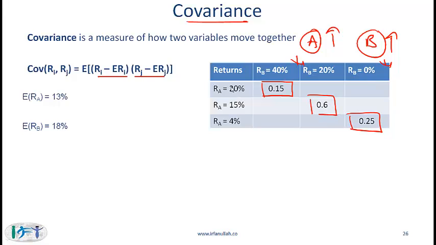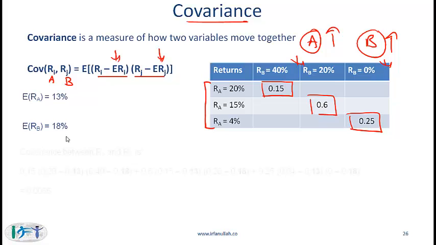To do that, the first step is to compute the expected value for the return on A. Imagine that I is stock A and J is stock B. So we need to compute the expected return on A and the expected return on B. As you've seen before, the expected return on A will be 0.15 into 20 plus 0.6 into 15 plus 0.25 into 4, and that is 13%.